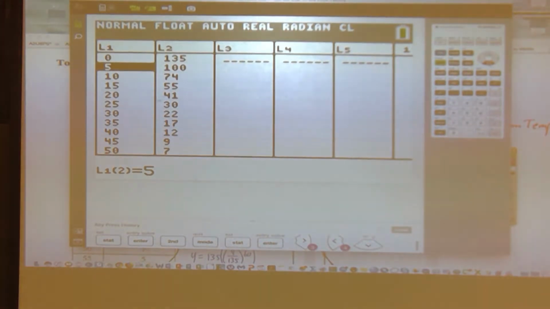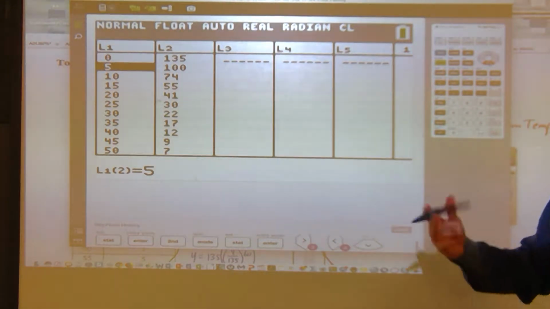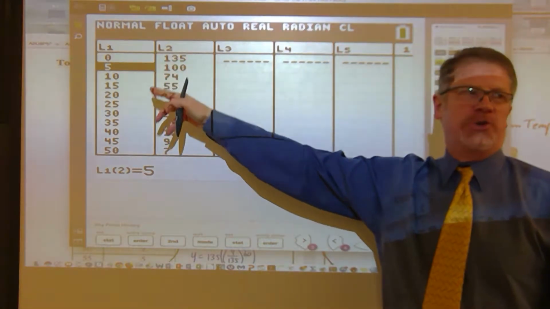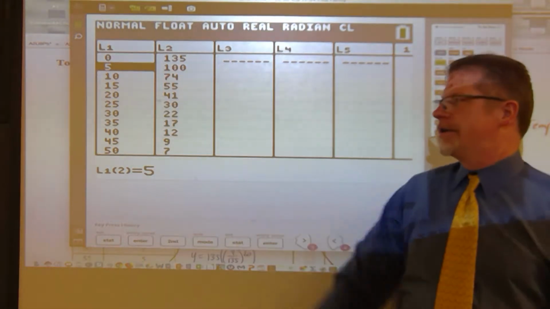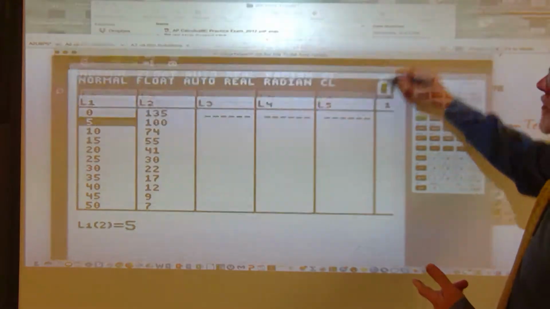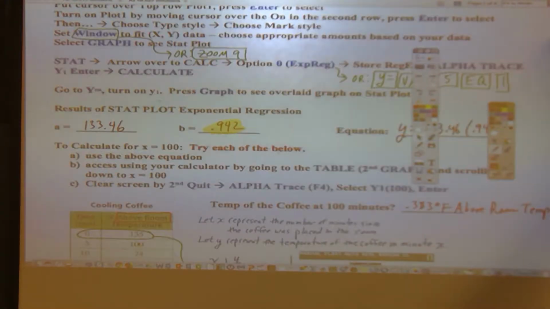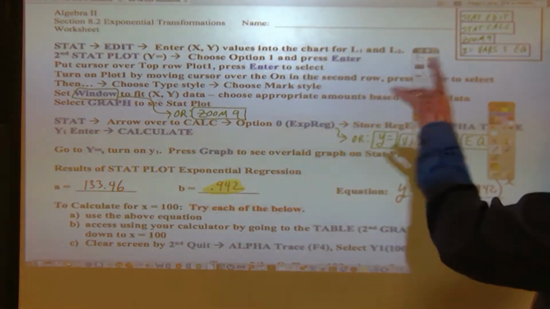All right. So please raise your hand if you need more time to type in the numbers in list 1 and list 2. All right. Okay. So let's try to decipher these calculator directions. What does it say? It says, then go to second stat plot.